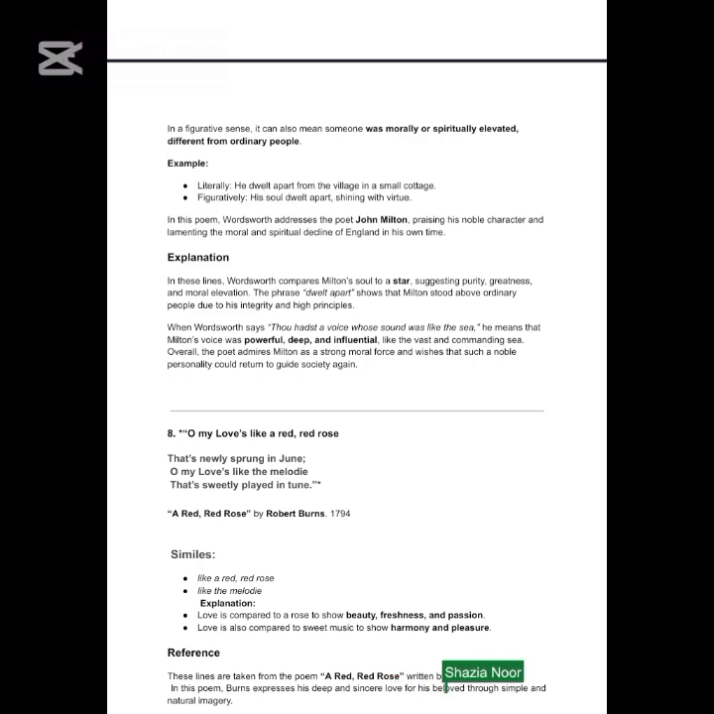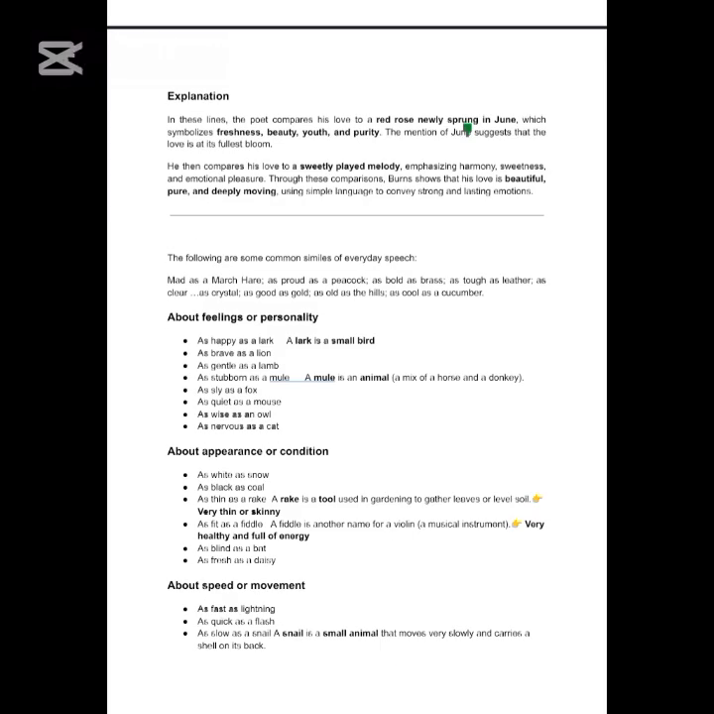simple and natural imagery. The poet compares his love to a red rose, newly sprung in June, which symbolizes freshness, beauty, youth, and purity. The mention of June suggests that the love is at its fullest bloom. He then compares his love to a sweetly played melody, emphasizing harmony, sweetness, and emotional pleasure, that he is getting pleasure from his love. Through these comparisons, Burns shows that his love is beautiful, pure, and deeply moving, using simple language to convey strong and lasting emotions.